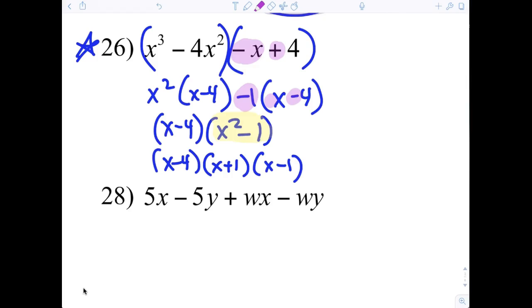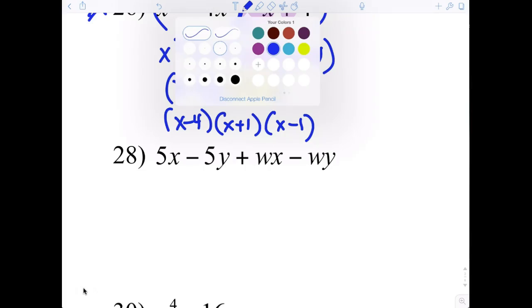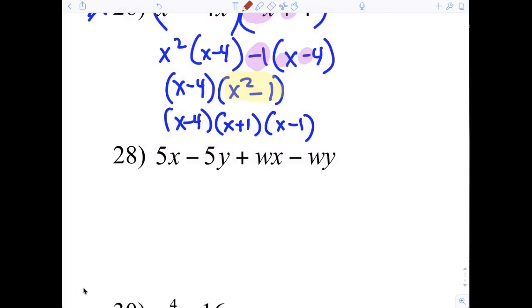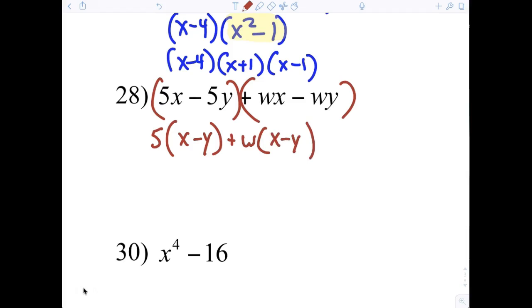Oh. All right. 28 is another good one. I'm waiting. All right. What's common? 5. And then what else? Positive w. All right. So 5. I'm left with x minus y, positive w. So that factors into x minus y and 5 plus w. Yep, there you have it. Easy? Everybody?